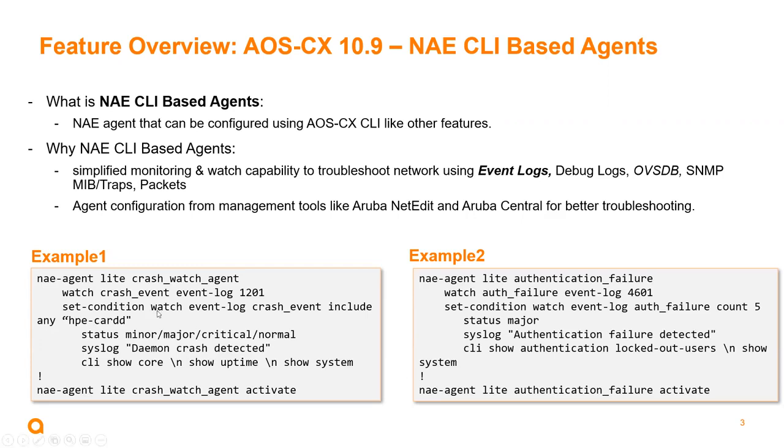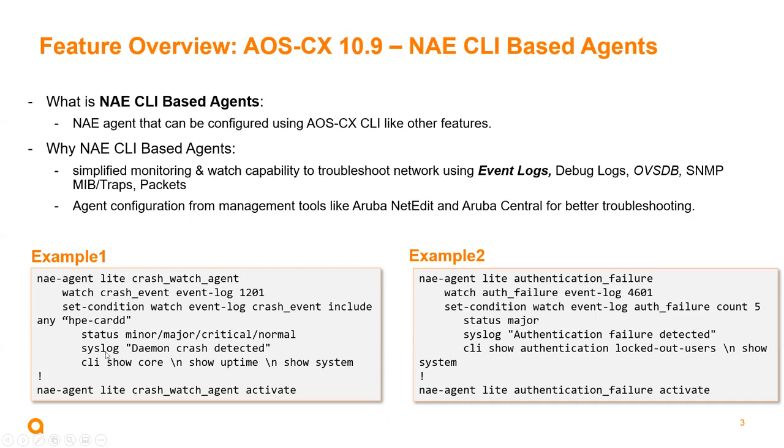How you create the Network Analytics Engine agent is very simple. In config mode, you configure the name of the agent and the event ID which you want to watch, and you set a condition. Once you have set the condition, you can set the status, whether it is minor, major, critical, or normal. These are all alerts which already exist in the NAE, and the same thing is being added to the Network Analytics Engine CLI.